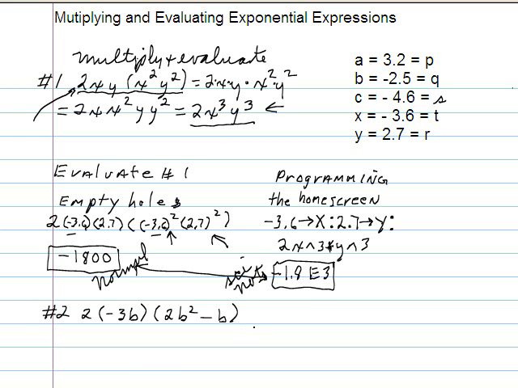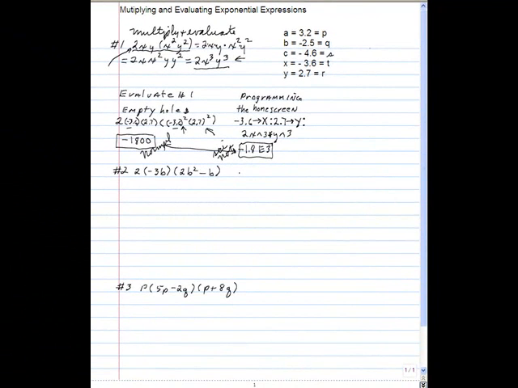Again, the multiplication is not very complicated. We've covered that in previous podcasts. What we're concentrating on here is the evaluation. But from here on out, I'm just going to use programming the home screen to evaluate. I think that's a very, very powerful method. So let's try it. This next one is 2 times negative 3b times 2b squared minus b.